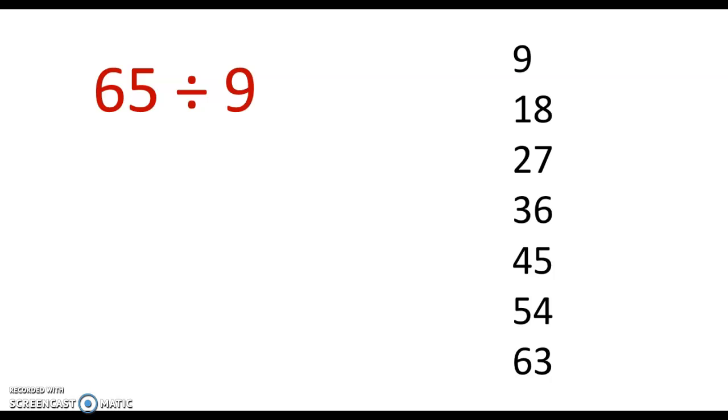If I went one more times table, that would be 72. 72 is more than 65. So I don't have enough cookies to do that because I only have 65 cookies. Next, I'm going to find how many times tables I went. 9 times something gave me 63. I could go 1, 2, 3, 4, 5, 6, 7. 9 times 7 gave me 63.